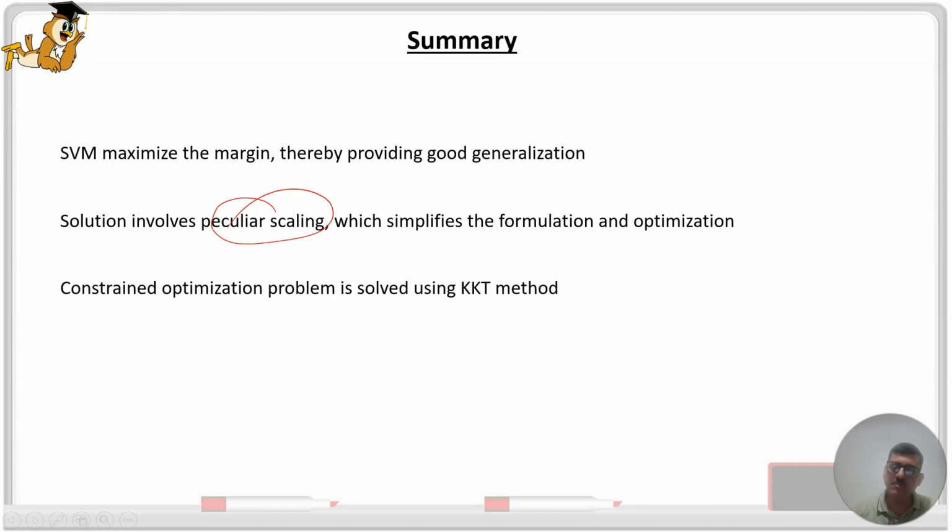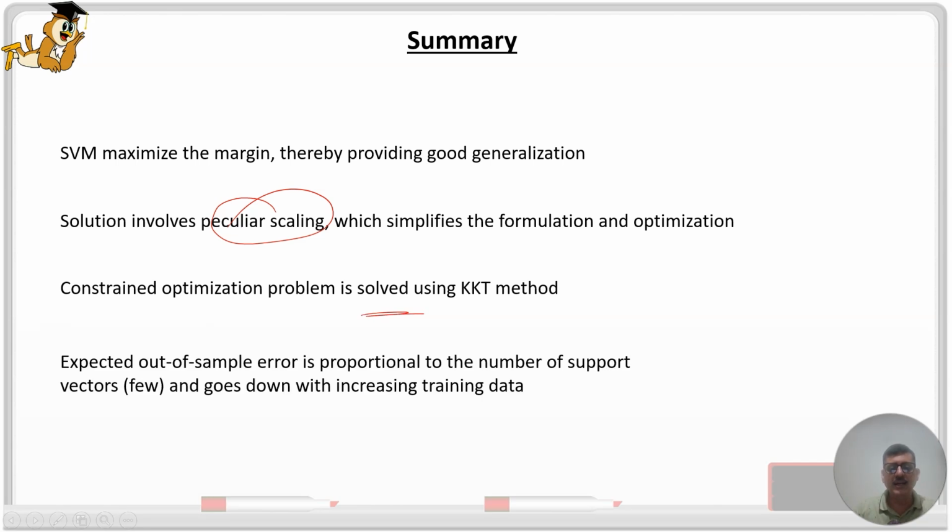The constrained optimization problem was solved using the KKT method. And this was very important, we gave this without proof: the expected out of sample error is proportional to the number of support vectors, which are few, and therefore it goes down with increasing training data. So this is the summary of what we studied in this lecture.